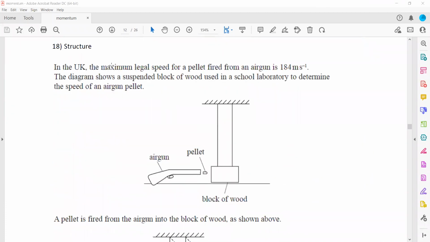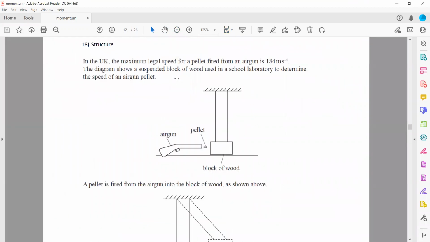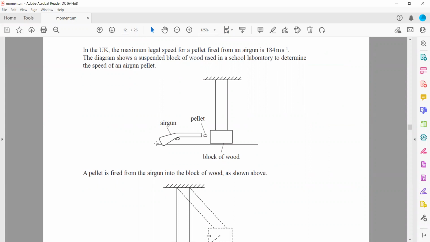Another question related to momentum and energy. In the UK, the maximum legal speed for a pellet fired from an air gun is 184 meters per second. The diagram shows a suspended block of wood used in a school lab to determine the speed of the air gun pellet.